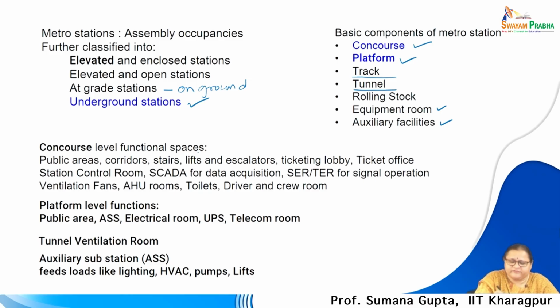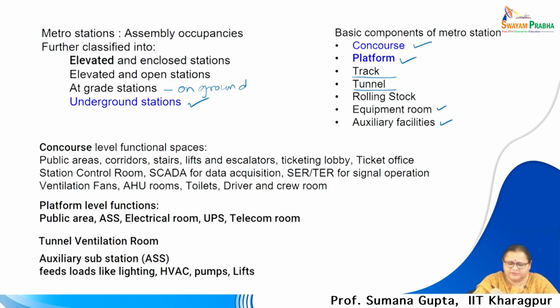Now, the concourse level functions, what are the functional spaces? Public areas, as I told you, the ticketing zone, corridors connecting, straight stairs, lifts, escalators, ticketing lobby, ticket office, station control room, data acquisition room, ventilation fans, AHU, toilets, drivers and crew room. These are the basic components of a concourse. Apart from that, there can be shops etc., because over time these spaces are also getting commercialized. Platform level, what do we see?